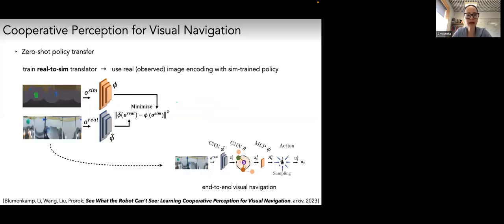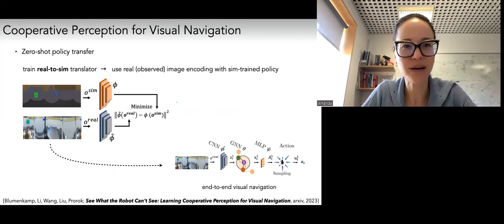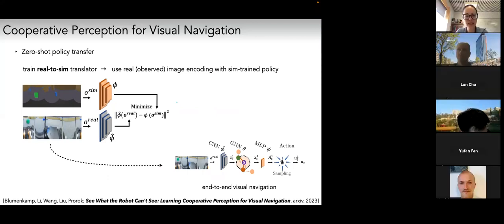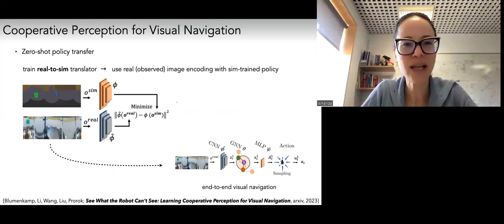And we simply do so by adding a small module, which we call a real to sim translator, that basically tries to minimize the difference of these two images in embedding space, so that whatever the robot observes in the real world produces an embedding that the policy that was trained purely in simulation knows how to interpret and deal with. So we replace our CNN, which was previously trained, with a CNN, which we call phi hat now, that outputs this new embedding that approximates the embedding of what a simulated image would have produced would the agent be acting in simulation.